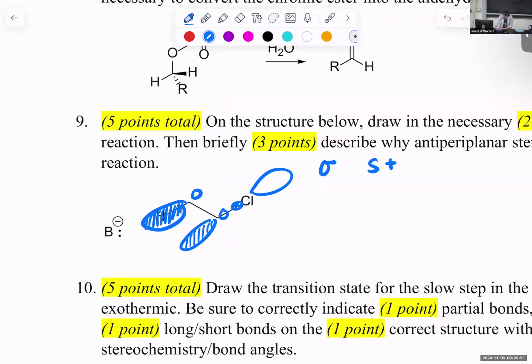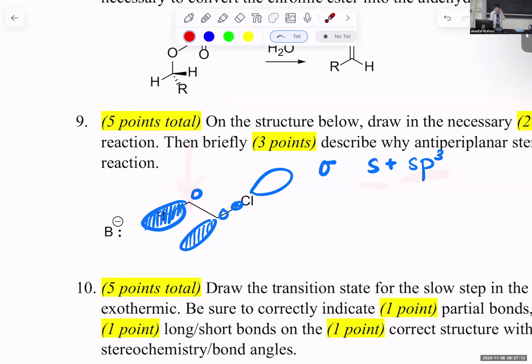To know what my sigma and sigma star look like, for that sigma, I am combining an s orbital and an sp3 hybridized orbital, right? Hydrogen only has s orbitals. It doesn't have any p orbitals, because it's row 1. There is no p yet. So for that, it just is s. This carbon has 4 single bonds, so that makes it sp3 hybridized.